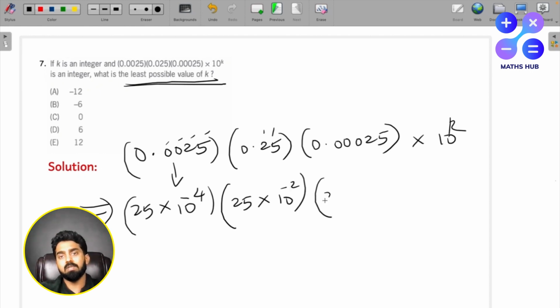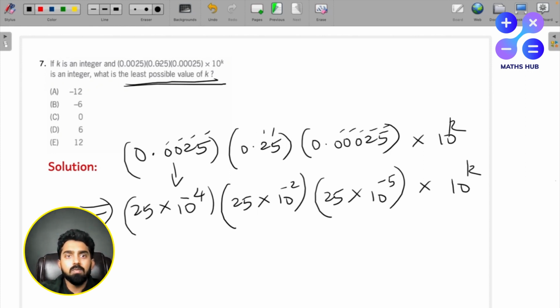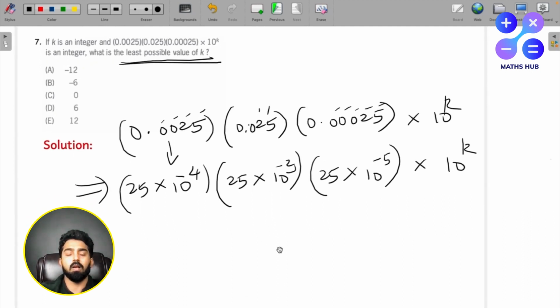This is 25 times the same 25. How many decimals? 1, 2, 3, 4, 5. 10 to the power of minus 5 times 10 to the power of k. Oh, I missed 1 zero over here. Sorry. 0.025 is going to be 10 to the power minus 3. Need to be really careful while reading the question, right? If you miss 1 zero, you're going to get a wrong answer. So you will panic. Be very careful about the numbering, right? I missed that.